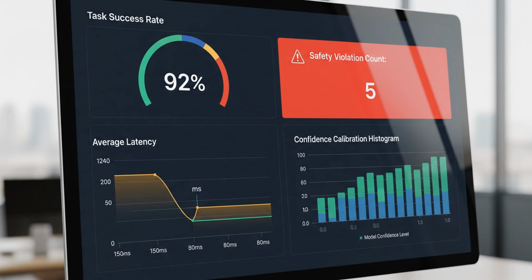Measure success with task completion, efficiency, safety violations, and calibration of confidence. Use unit tests, integration tests, simulated environments, and staged rollouts. Benchmarks and replay buffers help reproduce failures and improve reproducibility.